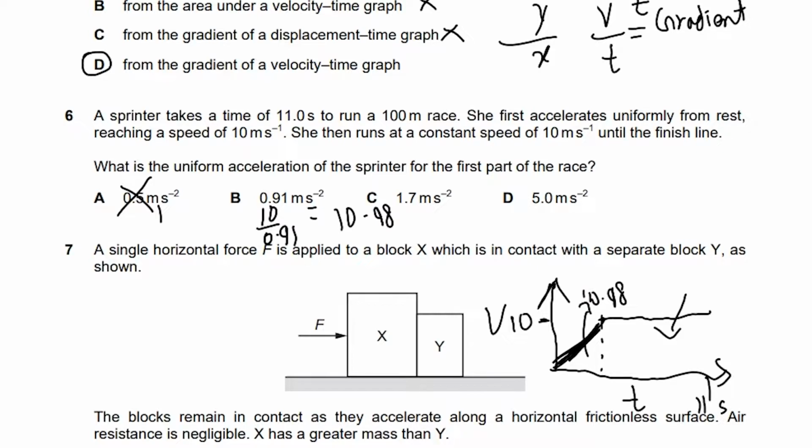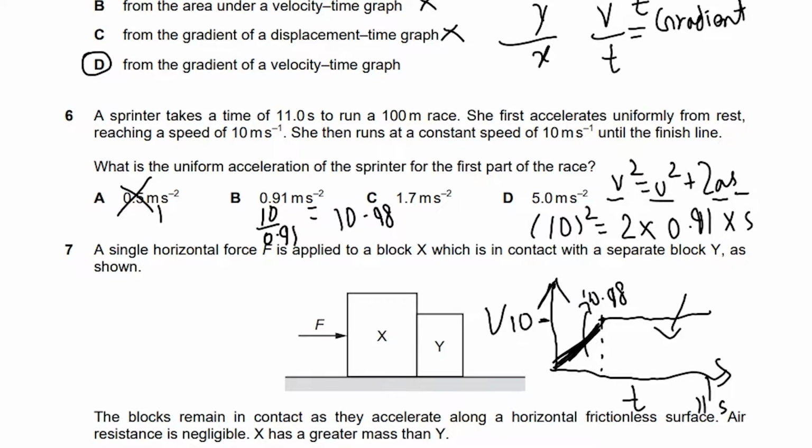Now there is an equation: v squared is equal to u squared plus 2as. v is the final velocity, u is the initial velocity, a is the acceleration, s is the displacement. Now the final velocity is 10, so 10 squared; u, the initial velocity, is 0. Then we have 2 multiplied by a, where acceleration is 0.91, and we have to find the displacement. So 10 squared divided by 2 times 0.91, we get the displacement as 54.94 meters. Now 54.94 meters for this shaded part.